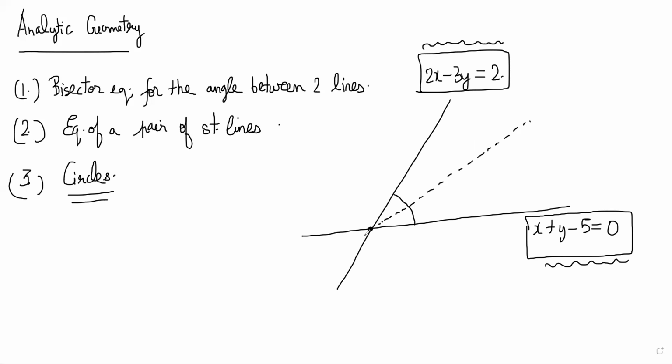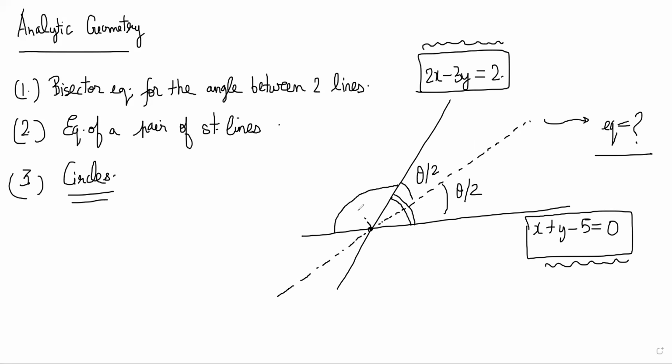Okay. So this bisector line divides this angle into theta by 2 and theta by 2, and this equation we want to find out, the equation of this line. Obviously there will be two bisectors, because this angle is theta, then this is also the angle between the two lines, 180 minus theta. So there is also another bisector which divides that bigger angle, right?